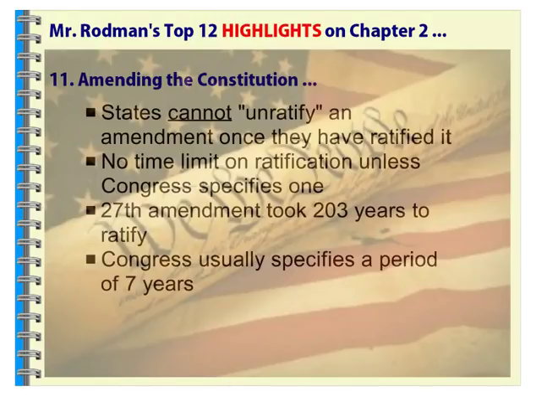States can't unratify an amendment once they've ratified it. Once they've approved it, that's it. Unless Congress specifies a time limit, and they have on some of these, usually 7 to 10 years, unless they put a time limit on it, there is no time limit on ratification. Article 5 of the Constitution does not put a time limit on it.